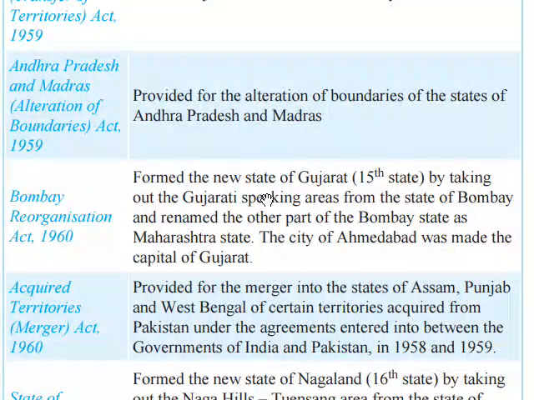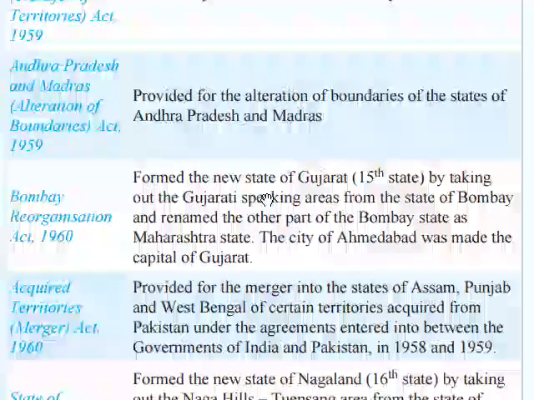The Bombay Reorganization Act of 1960 formed the new state of Gujarat, the 15th state, by taking out the Gujarati speaking areas from the state of Bombay and renamed the other part as the state of Maharashtra. The city of Ahmedabad was made the capital of Gujarat.